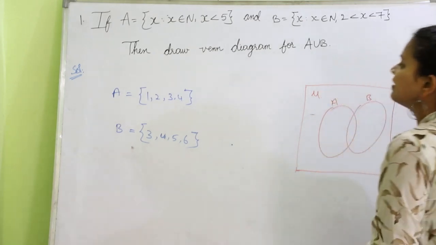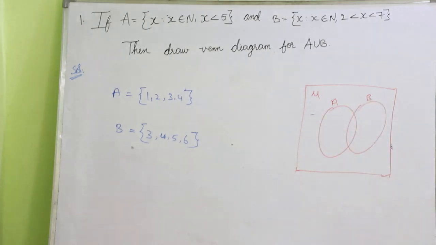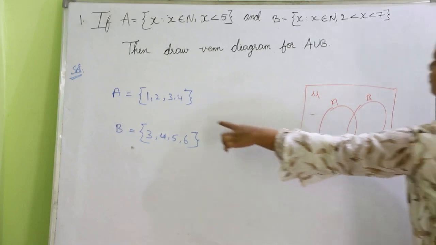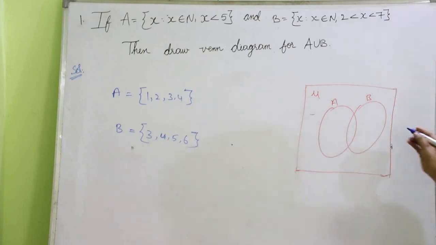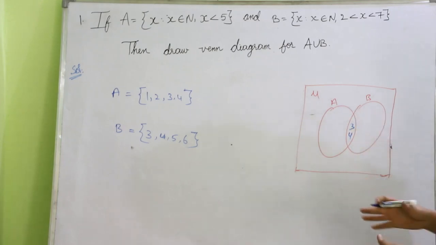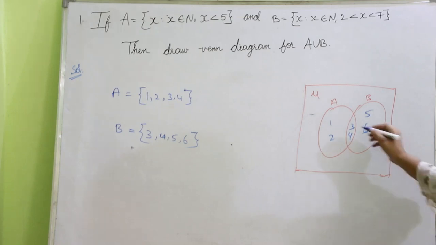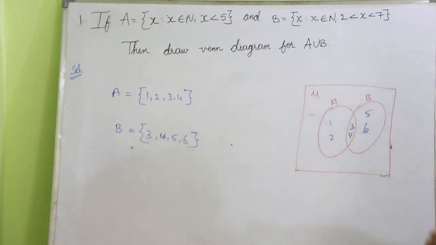Now in the given values, 3, 4 are common: A values are 1, 2, 3, 4 and B values are 3, 4, 5, 6, where 3, 4 is common in both. So I can write 3, 4 over here, the common numbers in both sets. The remaining will be 1, 2, 5, 6. So 1, 2 over here in the A set and 5, 6 in the B set.